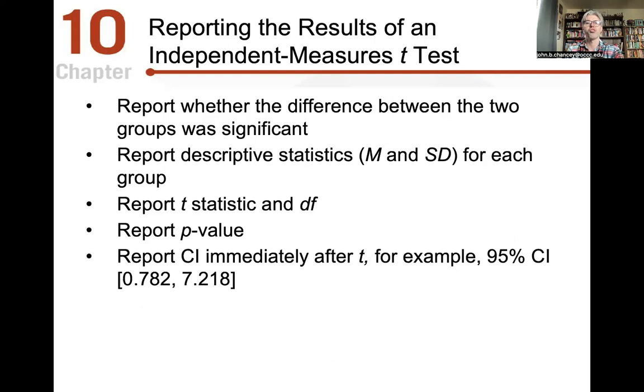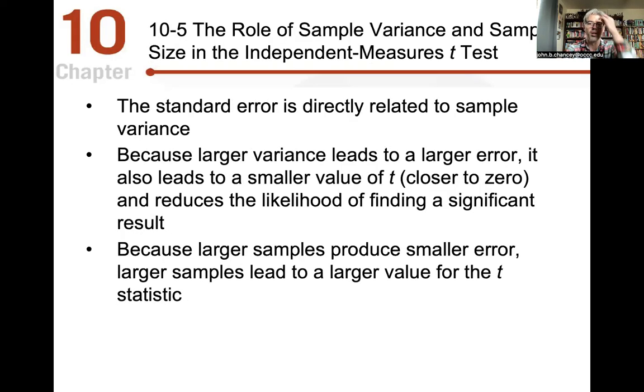Okay, reporting your results of an independent measures t-test. You can report whether the differences between the groups are significant. You can report descriptive statistics like mean and standard deviation. You can report the t-statistic plus the degrees of freedom, p-value, and also your confidence interval like the previous example. Those are all things being generated for you. Obviously, we've gone over the math and how to create those things, but when you're running a program like SPSS, for example, it'll actually compute all of that for you.